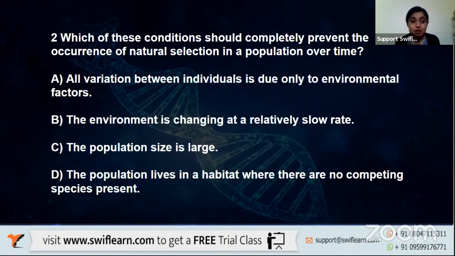Giving you 2 minutes to think upon. Repeating the question, which of these conditions should completely prevent the occurrence of natural selection in a population over time? And the answer for the same is all variation between individuals is due only to environmental factors. I hope you are clear. Moving next.